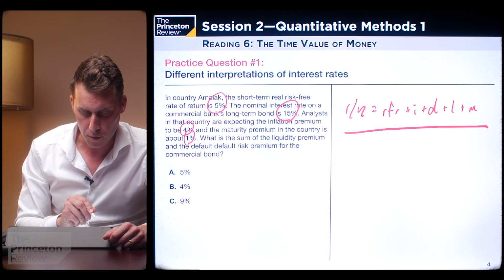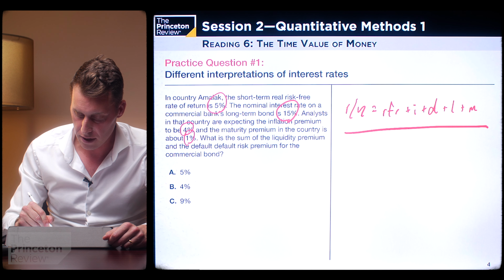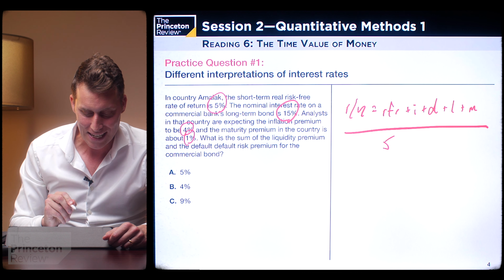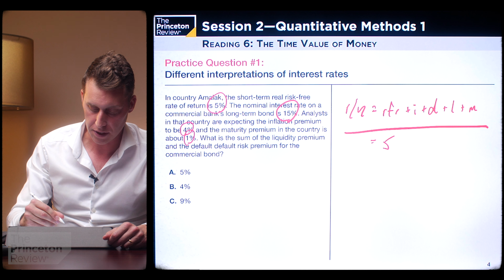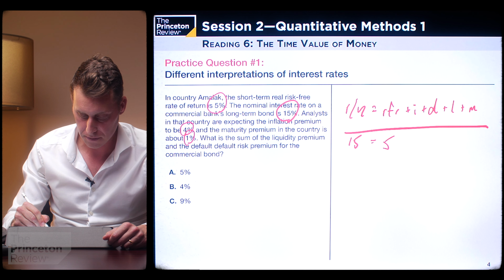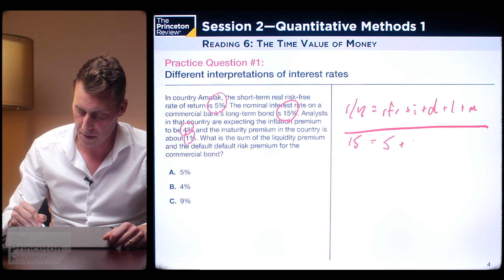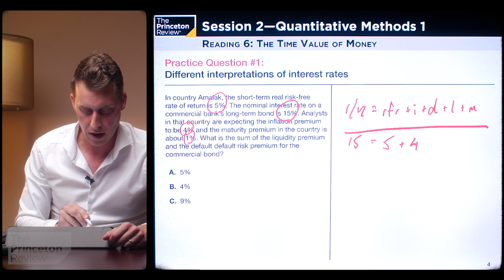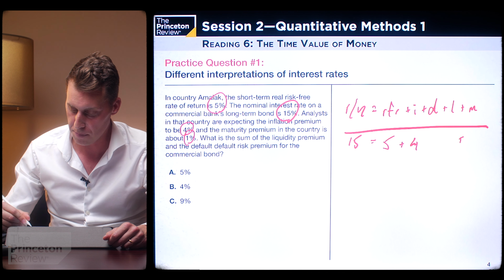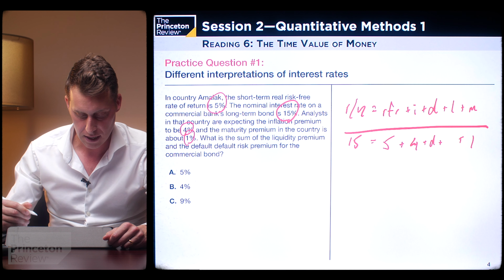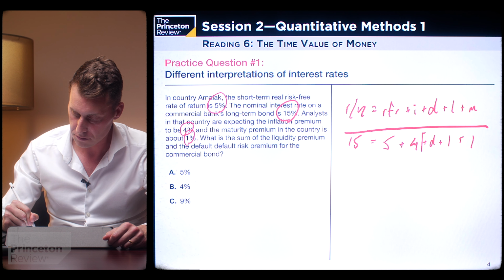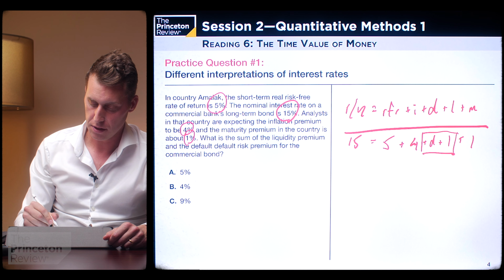So we know that in this country, the risk-free rate is 5%. It gives us the nominal interest rate on a commercial bank's long-term bond. So it gives us this side of the equation. We have the inflation premium here of 4%, and it also gives us the maturity premium of 1% as well. So what we need to find is our default risk premium and liquidity, highlighted right here.